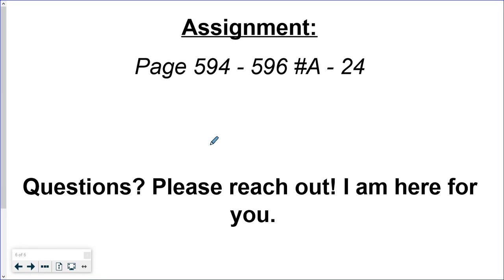All right, so I hope this helps you understand how to add and subtract mixed measures, as well as multiplying by powers of 10. Your assignment for today is pages 594 through 596, letters A through 24.